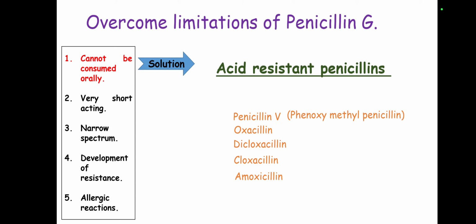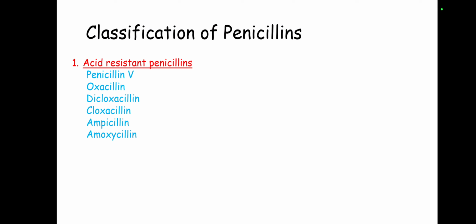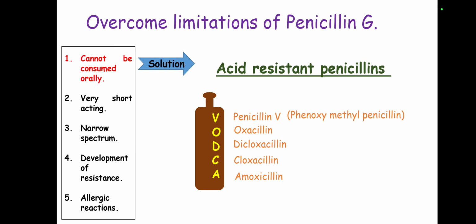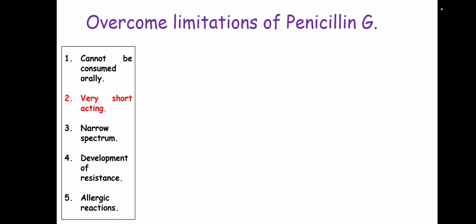You can remember these names by the mnemonic vodka. Okay, so these are the first class of penicillin, that is, acid resistant penicillin. Now the first problem is solved by these vodka penicillins, you can say. So now going to the second problem, that is short acting. The second problem with penicillin is that it is short acting.